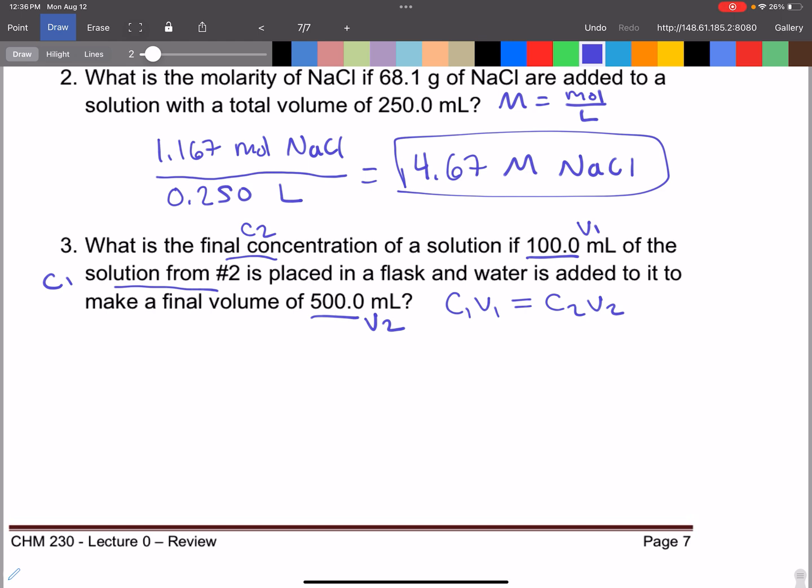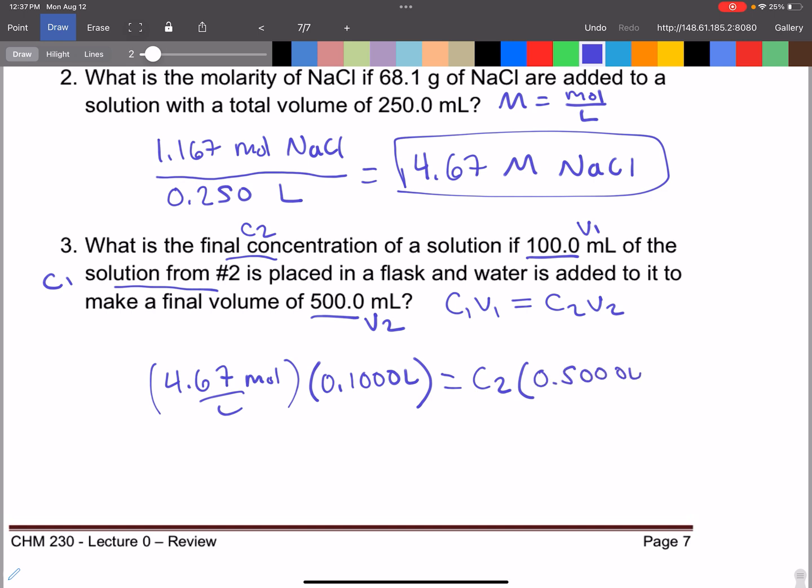So I'm going to take C1, that's 4.67 moles per liter, or molar, same thing. And that is in a volume of 100 milliliters. But again, I'm going to immediately convert that into liters rather than milliliters. 0.1 liters is 100 milliliters. This equals C2, we don't know what that is, that's what we're going to solve for, times the final volume, V2. Again, I'm going to convert that into liters directly. If you need to do a subsequent calculation, that's fine.